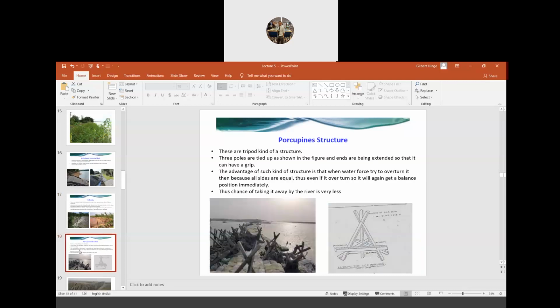Then we talked about the porcupine structures. The main advantage of this structure is that when water tries to overturn it, all the sides of the structure are equal in nature. So even if the water overturns it, it will immediately regain a balanced position. In that way, the chance of it being taken away by the river is very less, and that's why this structure is very popular, right?